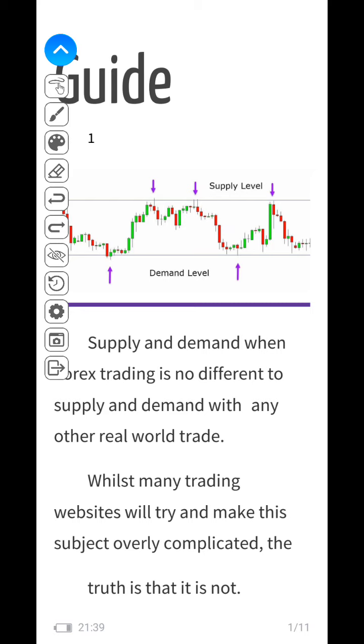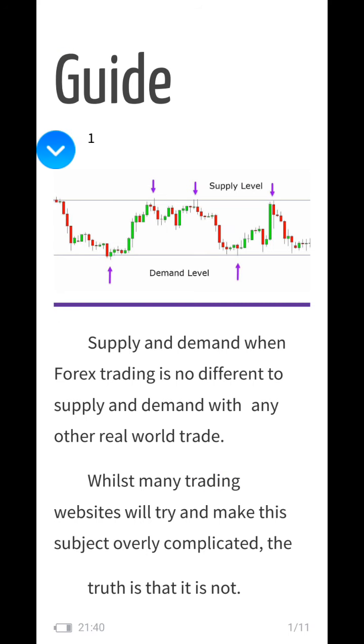Supply and demand in forex trading is no different to supply and demand with any other real world trades. The way supply and demand works in forex is how supply and demand also works in other businesses, which is so very important. We do not need to see it as complicated.